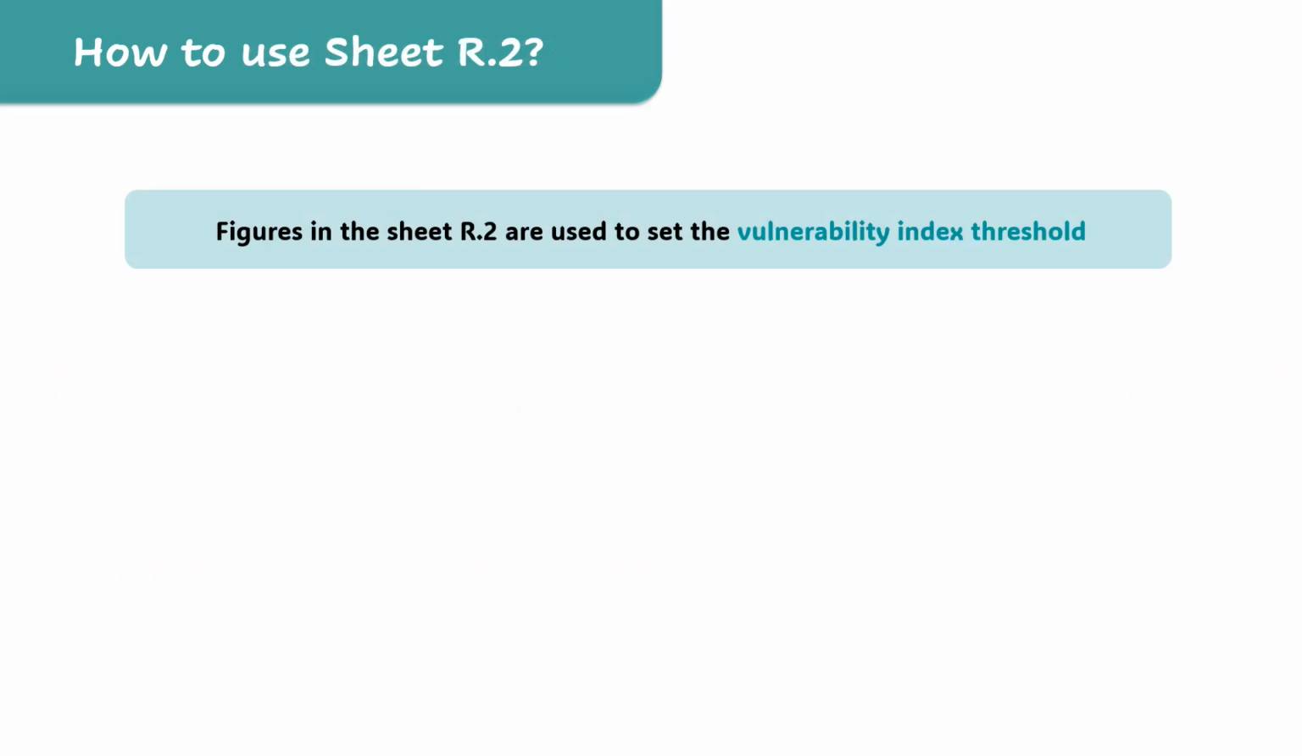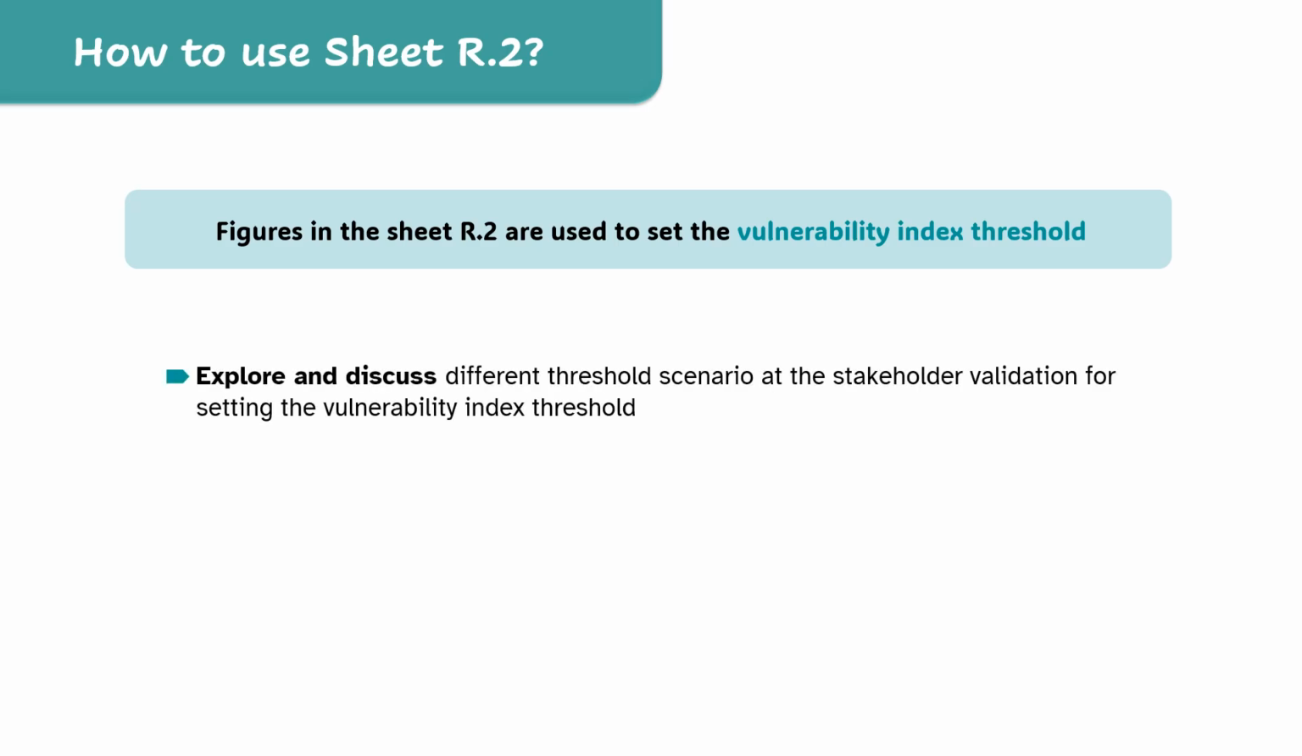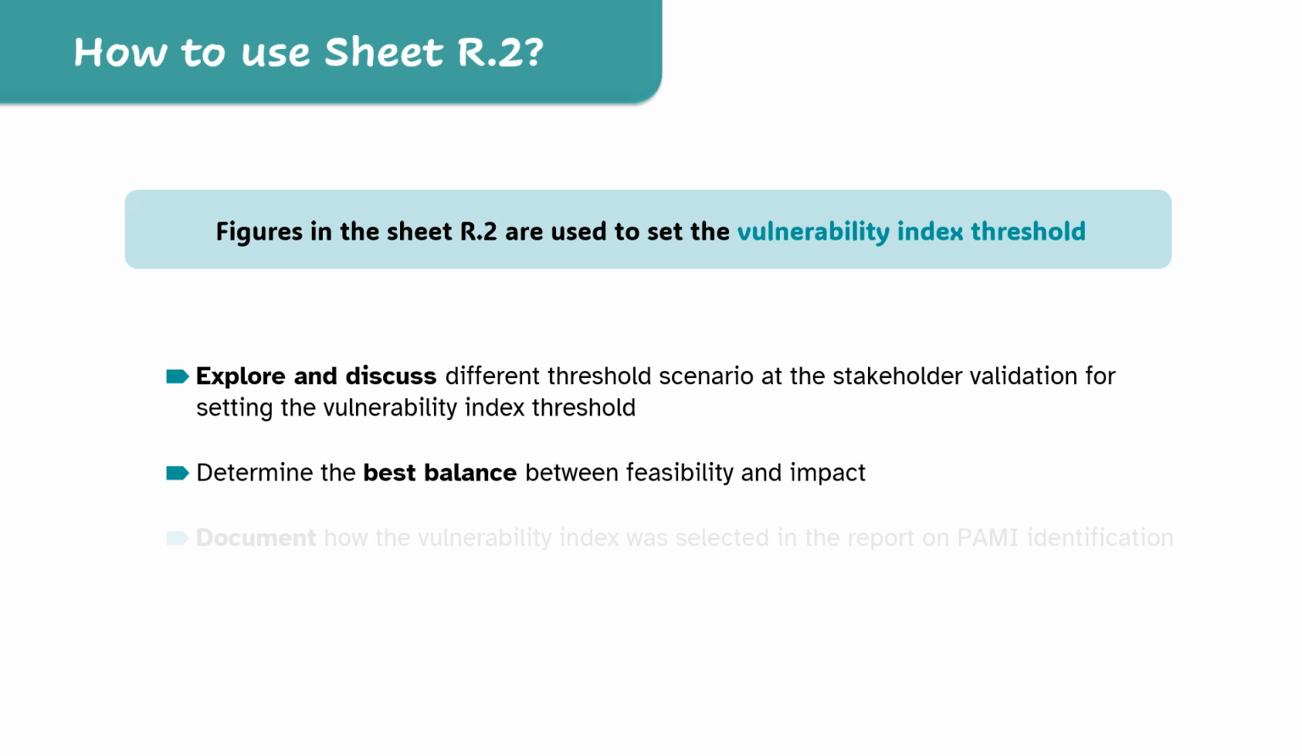The table in Sheet R2 is used to decide how to set the vulnerability index threshold. Different scenarios for the vulnerability index threshold are presented at the stakeholder validation and are discussed in a participative manner for stakeholders to determine the best balance between the feasibility and the potential impact of the NCP. This table can also be included in your report on PAMI identification.